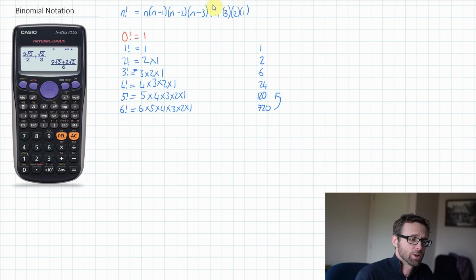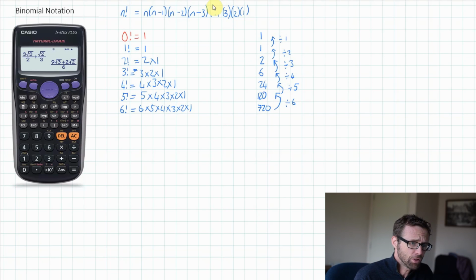To get from 720 to 120, we divide by 6. To get from 120 to 24, we're dividing by 5. To get from 24 to 6, we're dividing by 4. To get from 6 to 2, we're dividing by 3. To get from 2 to 1, we're dividing by 2. So we just assume that this pattern continues on, and 1 divided by 1 will give us 1 here. Anyway, what we know is that 0 factorial is 1.